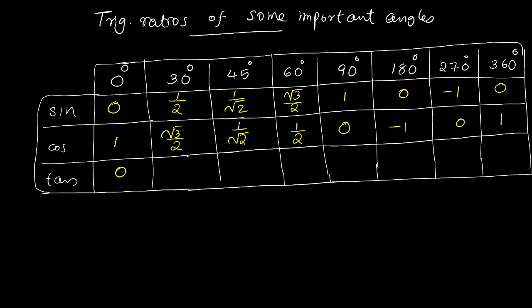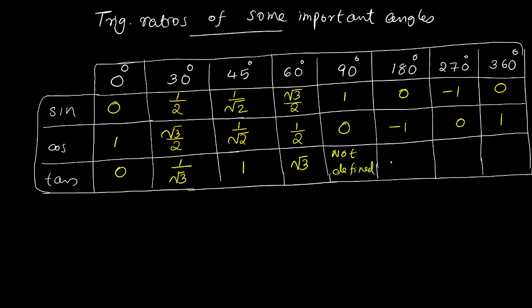And tan 30, suppose you forgot. Don't worry. Tan 30 will be sine 30 by cos 30. This one by this one. 2 cancels. This one by this one. So in that way. But I suggest you memorize tan also. If you forget it, sine by cos will give you the value of tan. Tan 45 is 1, tan 60 is root 3, tan 90 not defined.